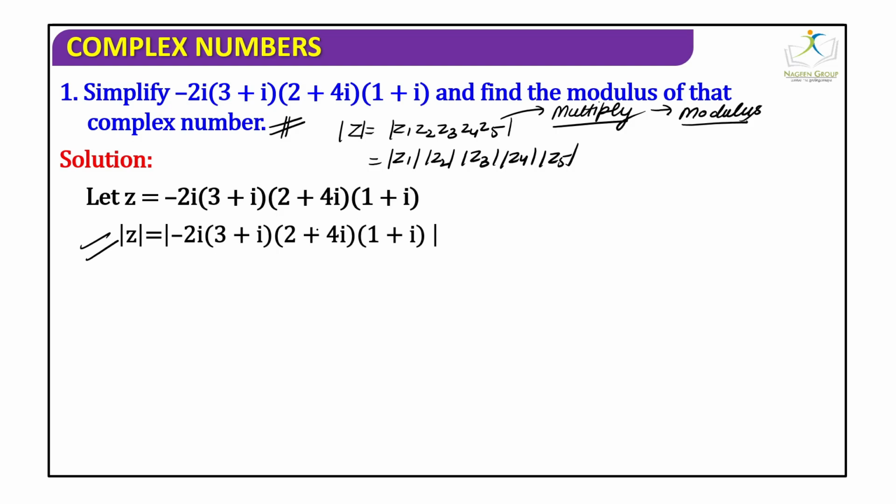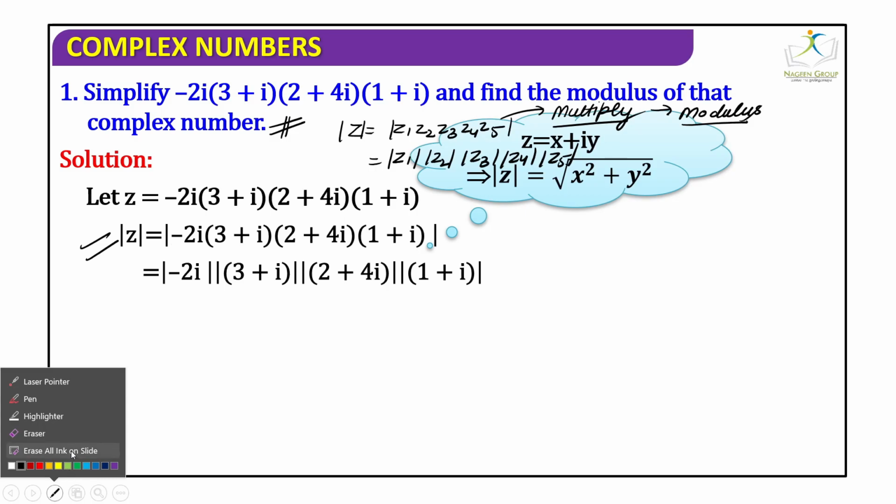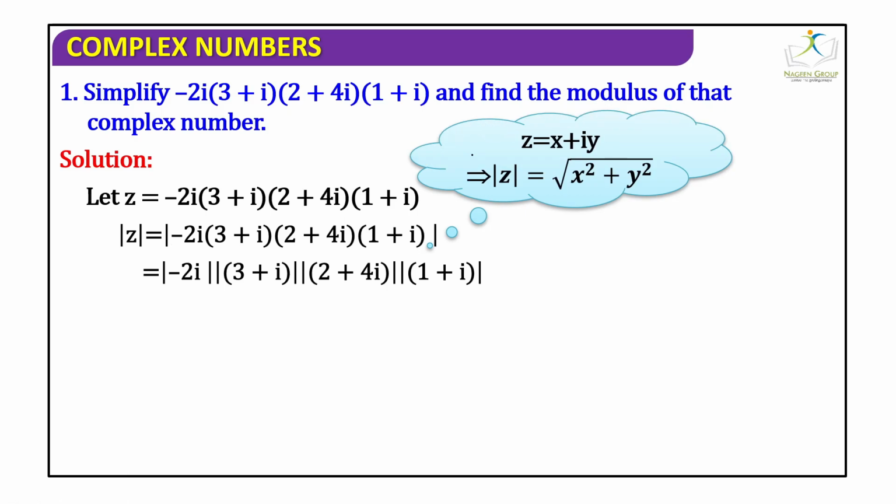So how to do it? How we will do it? We will take this minus 2 iota, separate in one modulus, 3 plus iota, 2 plus 4 iota, 1 plus iota. Now here we have z, that is equals to x plus iota y. We know that if z is equal to x plus iota y, how to find out the modulus? कोई भी अगर z की वैल्यू x plus iota y के इक्वल है, तो आप उसका मॉडुलस फाइंड आउट कर सकते हो.